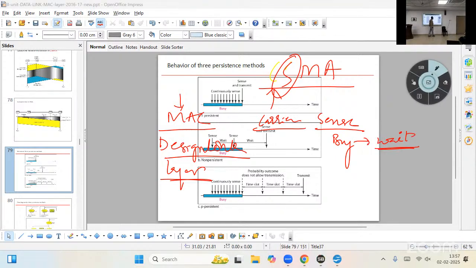If the channel is free, what will we do? We need to transmit the data.